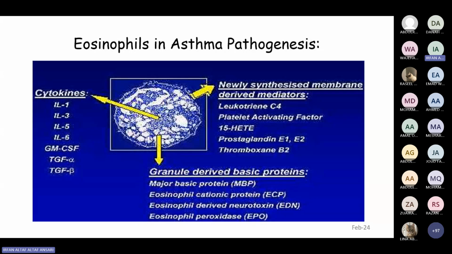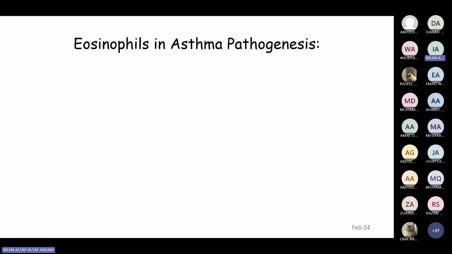And the granules of the eosinophil have two very important things: major basic protein and eosinophilic cationic protein, or eosinophilic chemotactic proteins. These are the two proteins which are importantly involved in the pathogenesis of asthma. So these are the two important cells: mast cell and eosinophil.